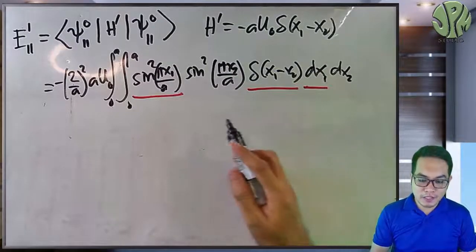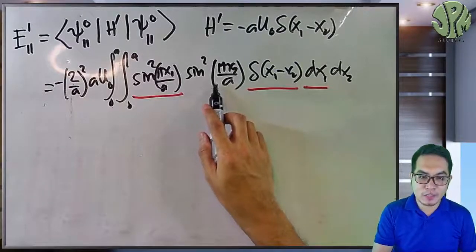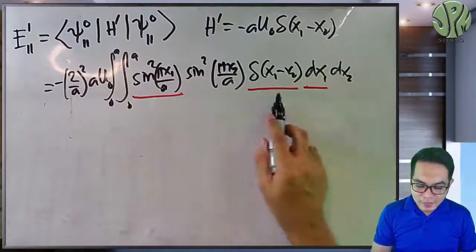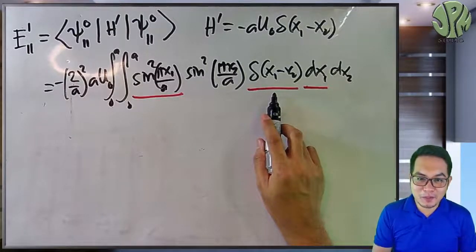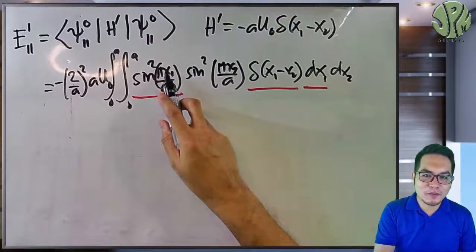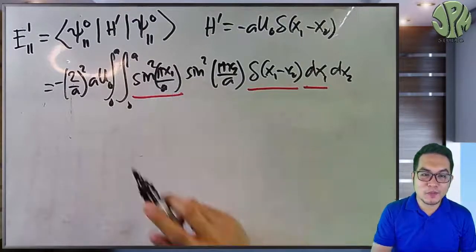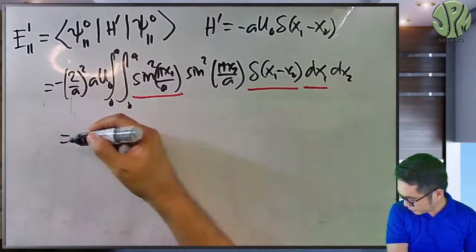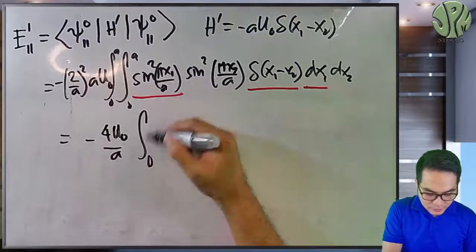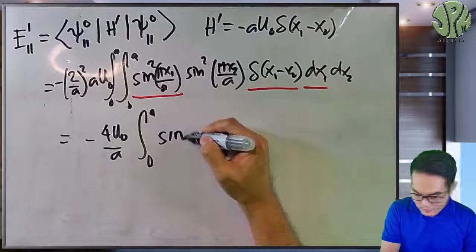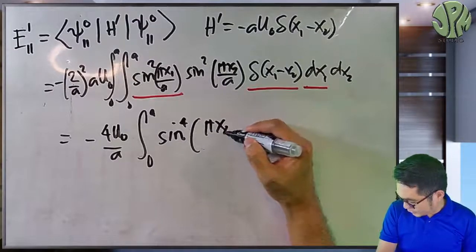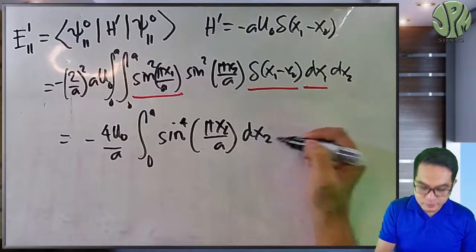Now for the first integration, we integrate over x1, so all terms that contain x1. This term doesn't contain x1, so it is out of the integration. And there's a Dirac delta function here, so you don't need to integrate. It just forces x1 to equal x2, and you will get negative 4 u naught over A, integral from 0 to A of sine to the 4th of pi x2 over A, dx2.